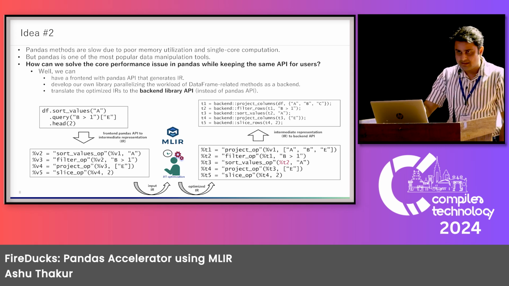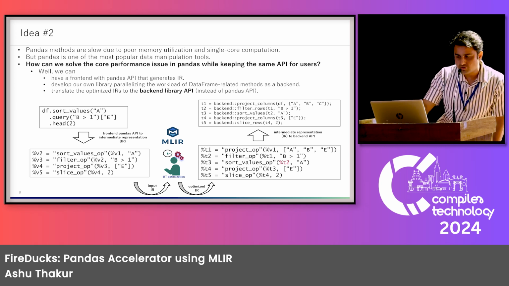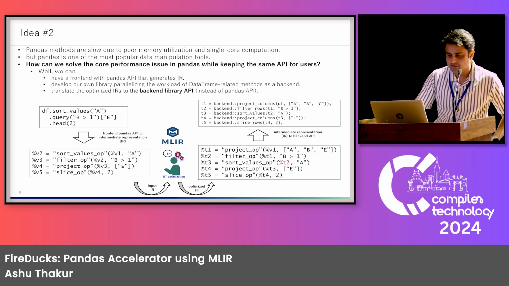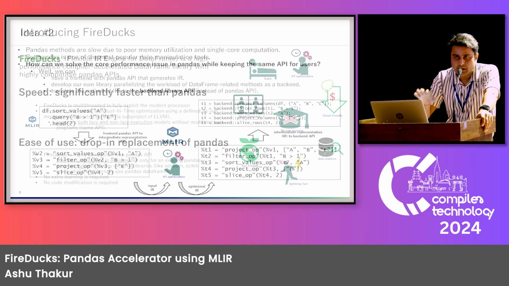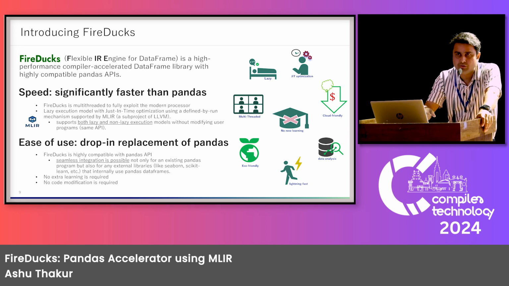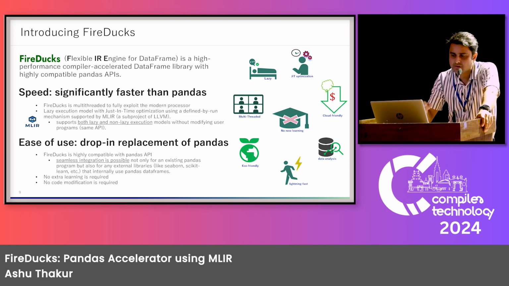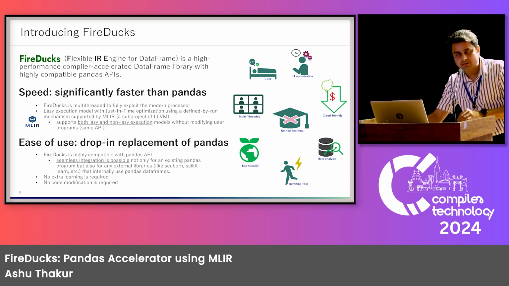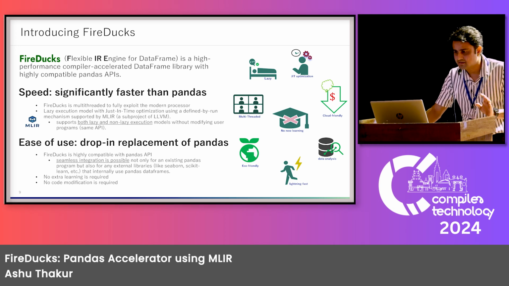So we are parallelizing or multi-threading all the operations, sorting, filtering, and projection over here. So we have come up with FireDucks, which is automatically doing everything for you. It has lazy execution, right? And it fully exploits the multiprocessor rather than Pandas on a single core, right? And FireDucks is compatible with the Pandas API. Seamless integration is possible not only on existing Pandas programs, but also with external libraries like Seaborn that internally use Pandas data frames. No extra learning is required, no code changes are needed in FireDucks.